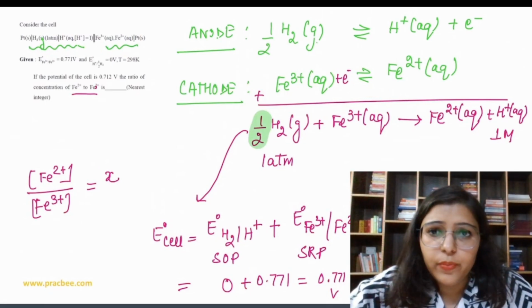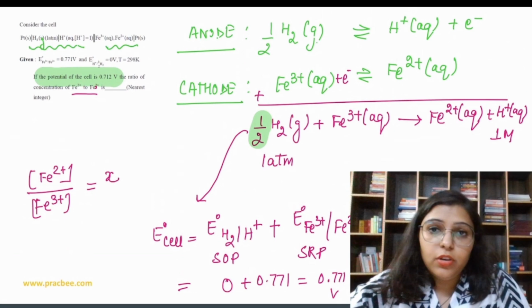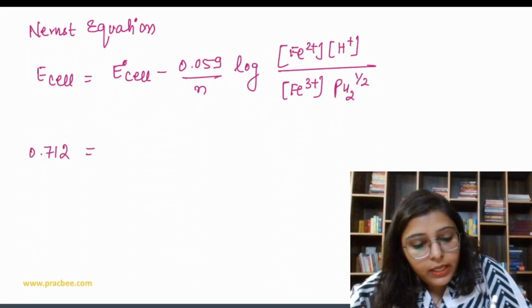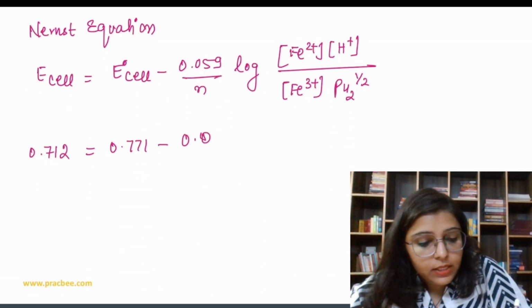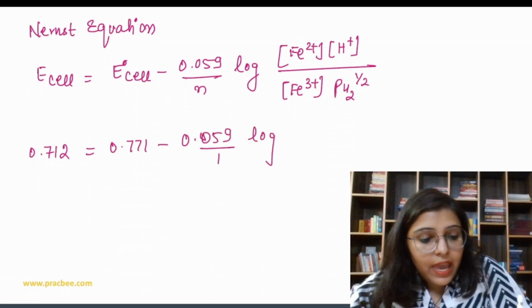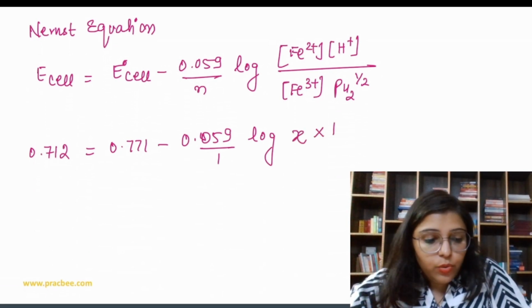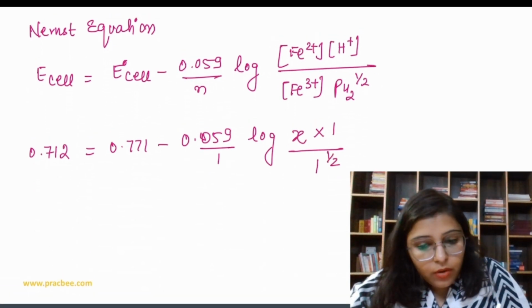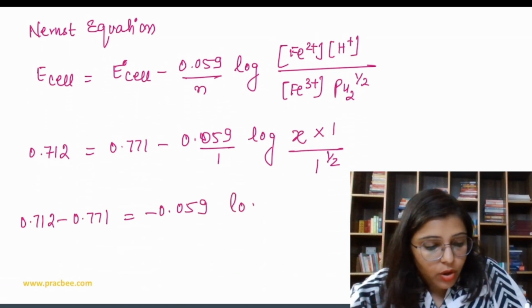Let's put all the values now. Potential of the cell, E cell, is 0.712. So here we write 0.712. E naught cell is 0.771. Here n value is 1, log of Fe2 plus upon Fe3 plus. Let's assume it as X, into 1, and this is also 1 to the power half. ठीक है. So now on solving, what do we get? 0.712 minus 0.771 is equal to minus 0.059 log X.